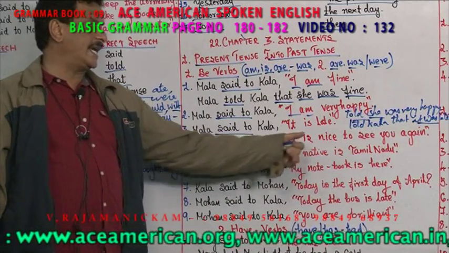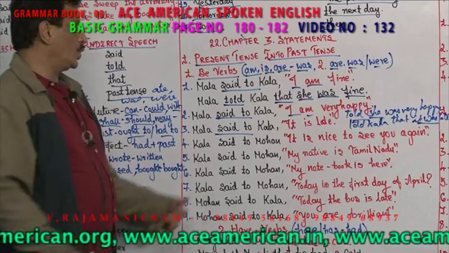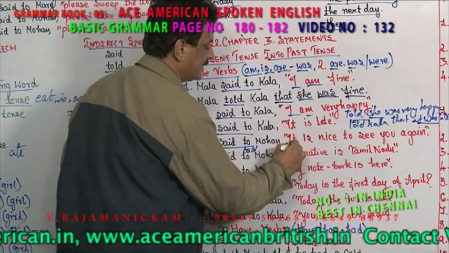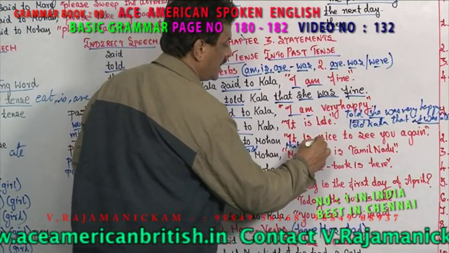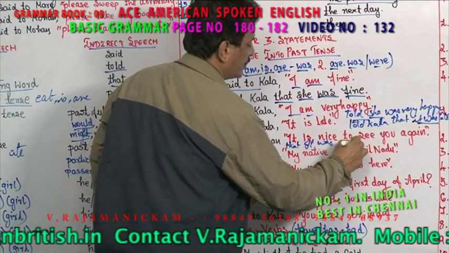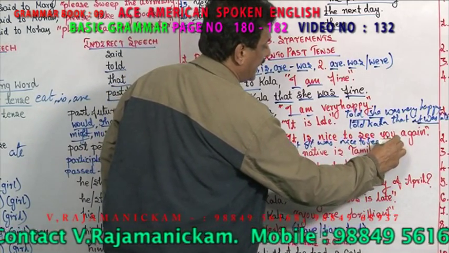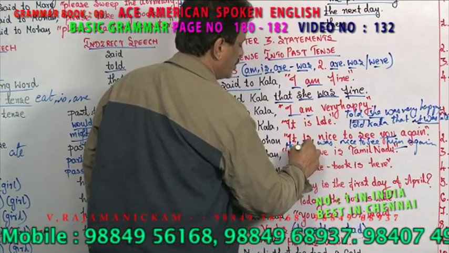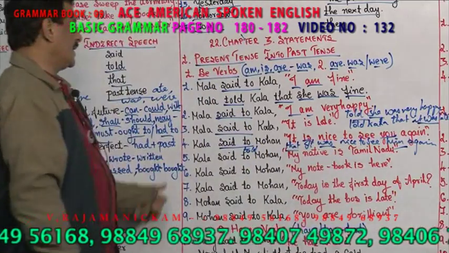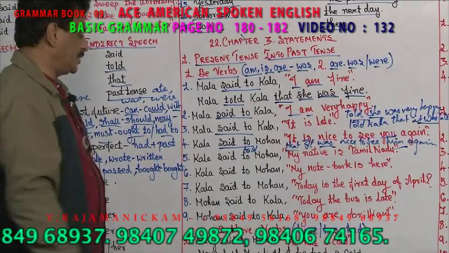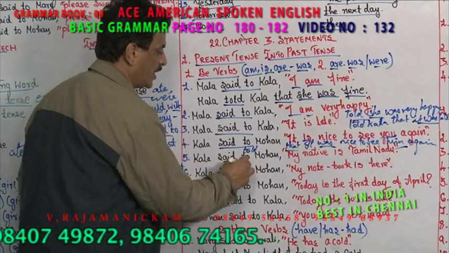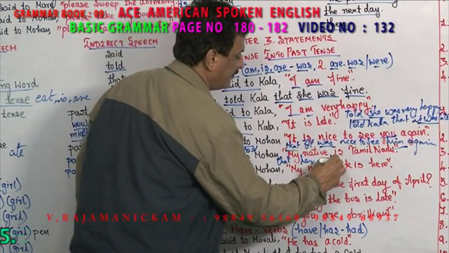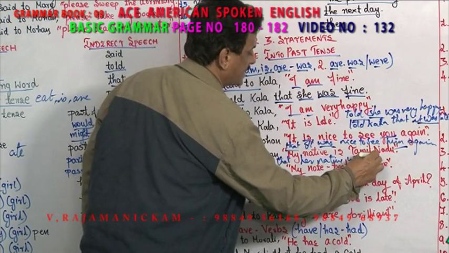Kala said to Mohan, it is nice to see you again. So Kala told Mohan, said to changes into told, that, you have to use that, it was nice to see him again. So you changes into him, is changes into was. That is the connecting word. Kala said to Mohan, my native is Tamil Nadu. So Kala told Mohan that her native was Tamil Nadu.